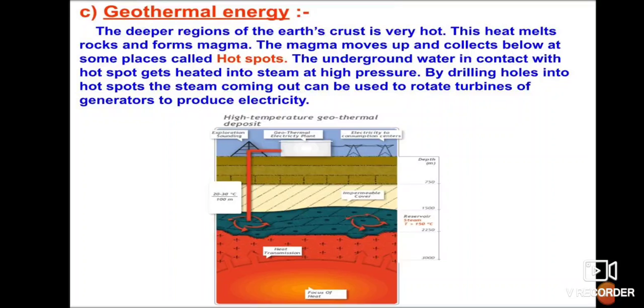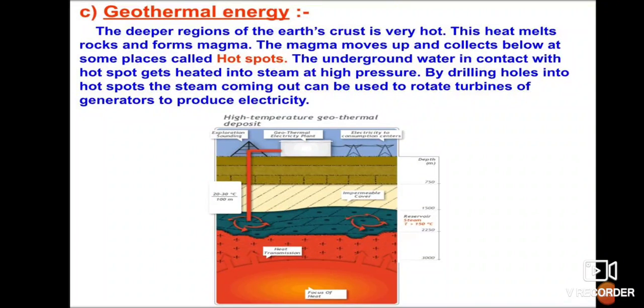You already know the layers of the earth: as we go inside the earth, the temperature increases continuously. Therefore, the deeper region of the earth's crust is very hot. This heat melts rocks and forms magma. The magma moves up and collects below at some places called hot spots.